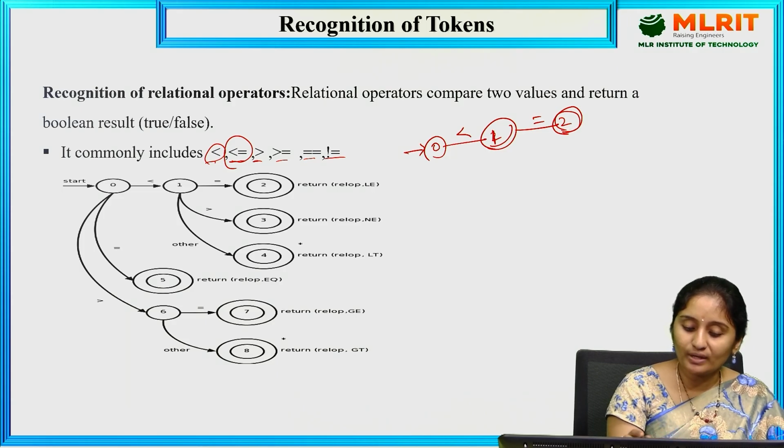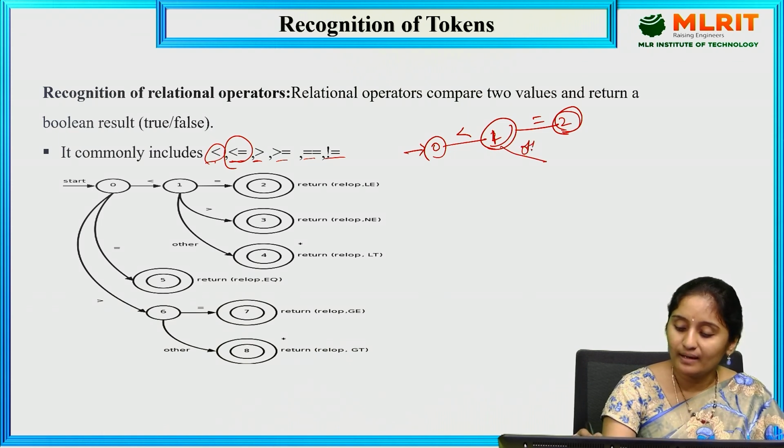The next one: from state 0, reading less than. From here, where can I go? If after less than some other symbol comes, other symbols.